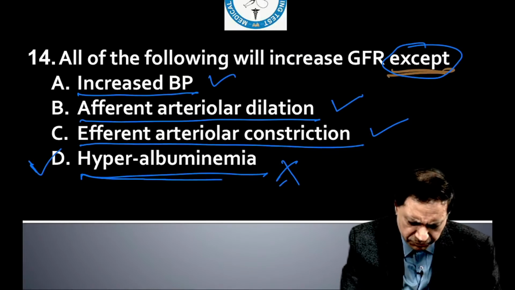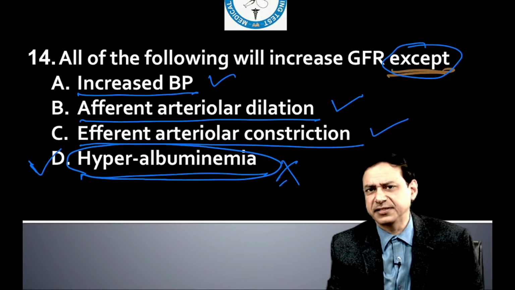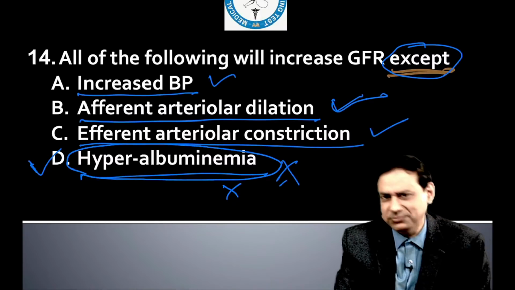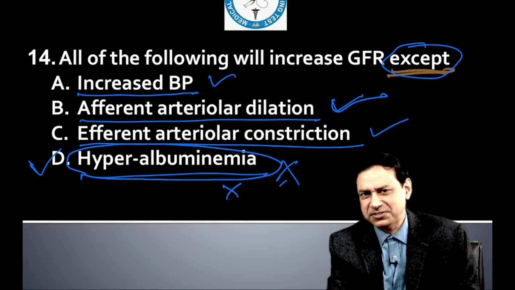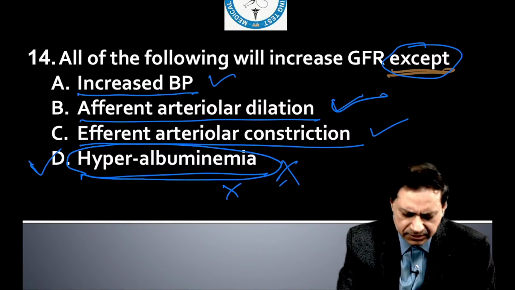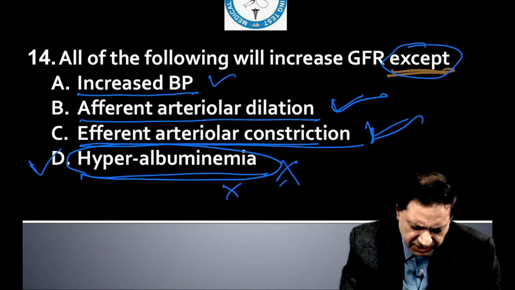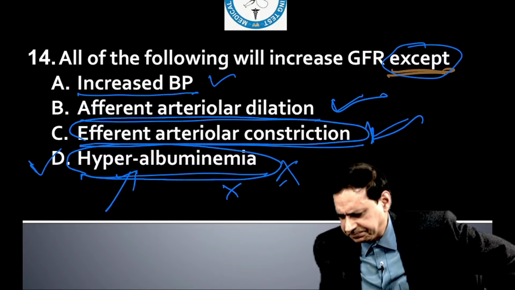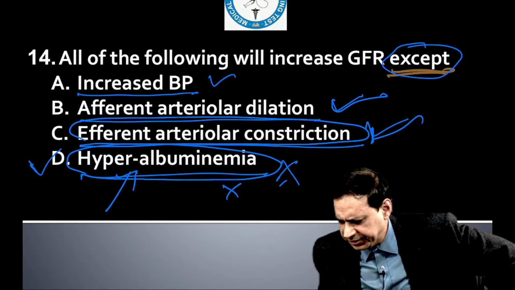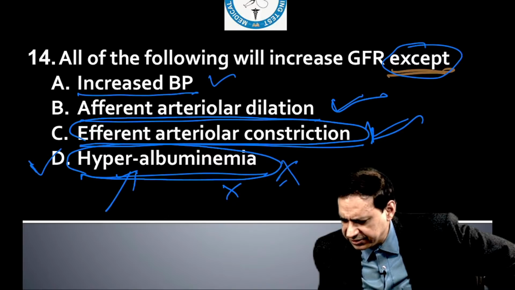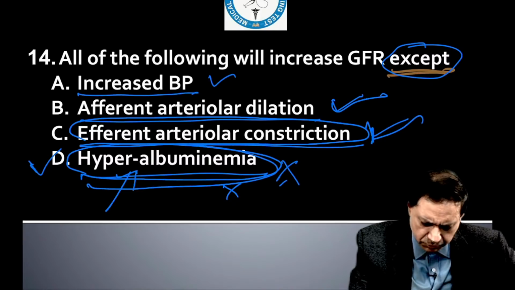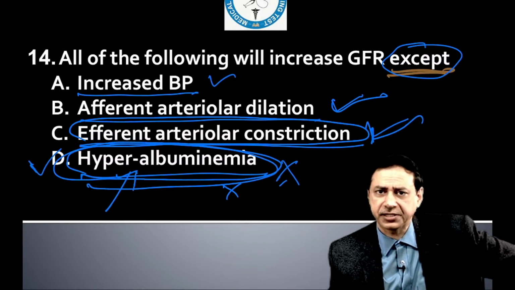Hyperalbuminemia is the clear-cut answer here. If this choice is not available, then I can go for this also. Efferent constriction will do this thing; I can choose efferent also if this choice is not available. Yes, Dr. Sadaf, it has a dual response. It's okay, but here I'll go for hyperalbuminemia. Very clear-cut answer.